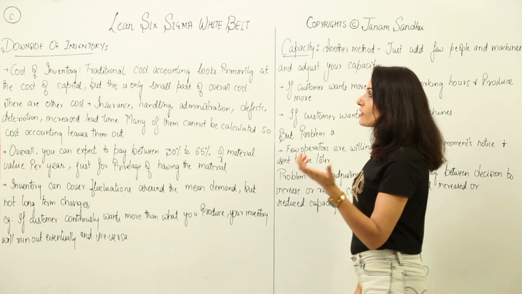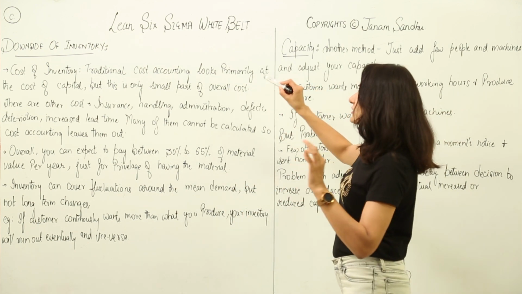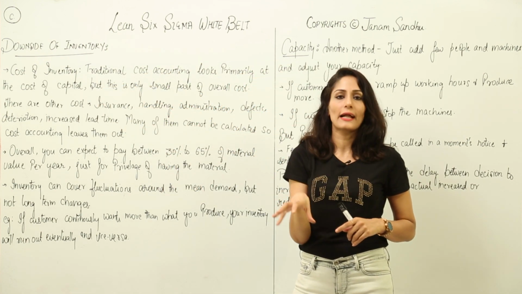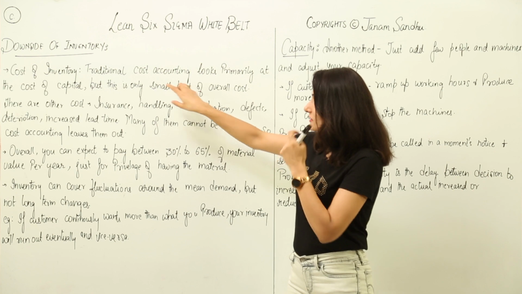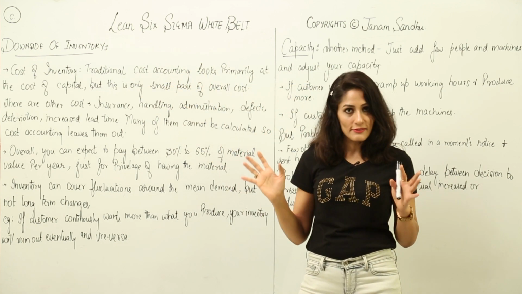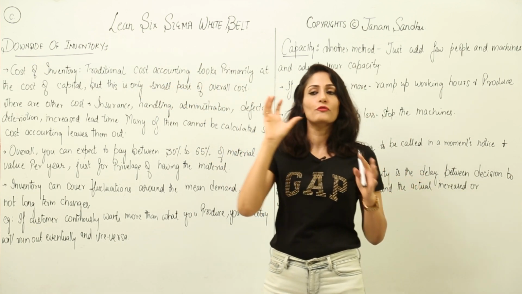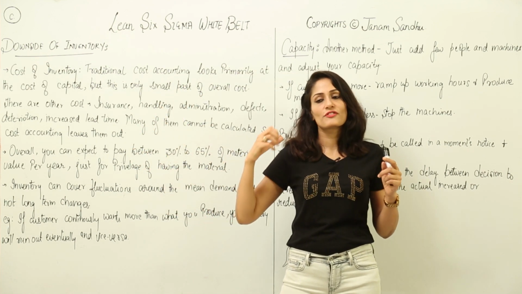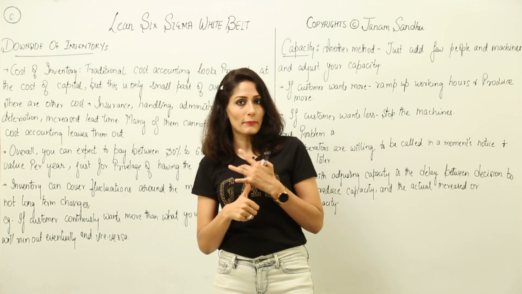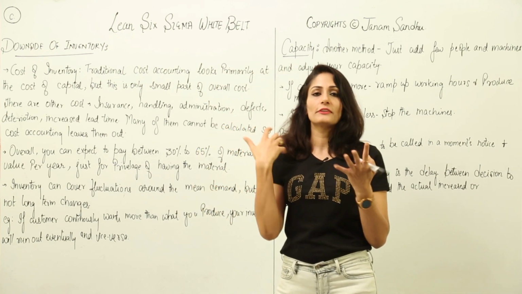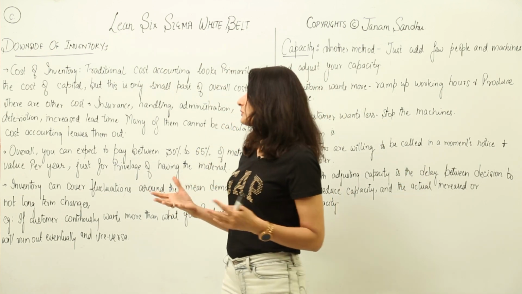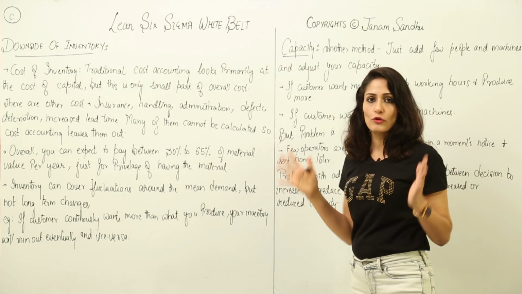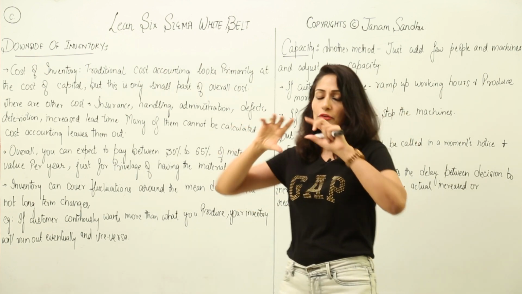Traditional cost accounting looks primarily just at the cost of capital, that is, what you have invested in buying that kind of inventory. This is what traditional cost accounting does, and this was the basic failure, why people couldn't understand that inventory was just making them lose their money, and the profits were not going to the bottom line. But this is only a small part of the overall cost. If you see the cost of inventory, it's huge.